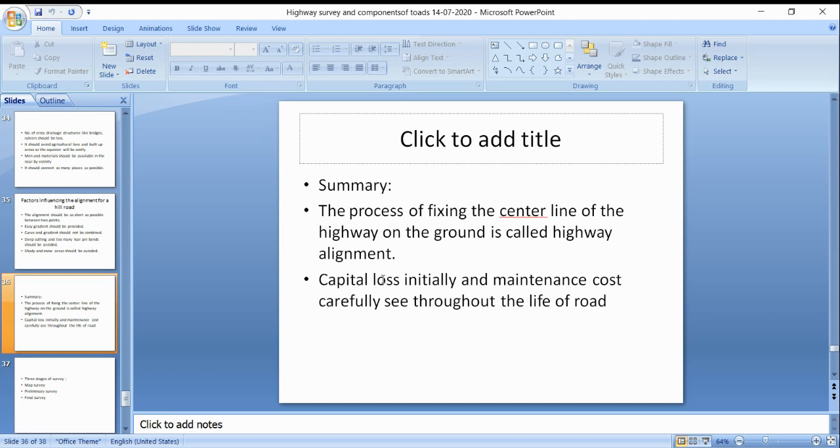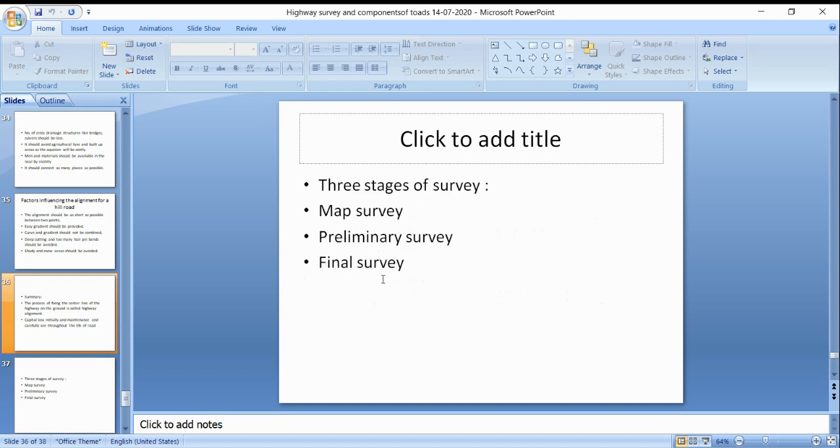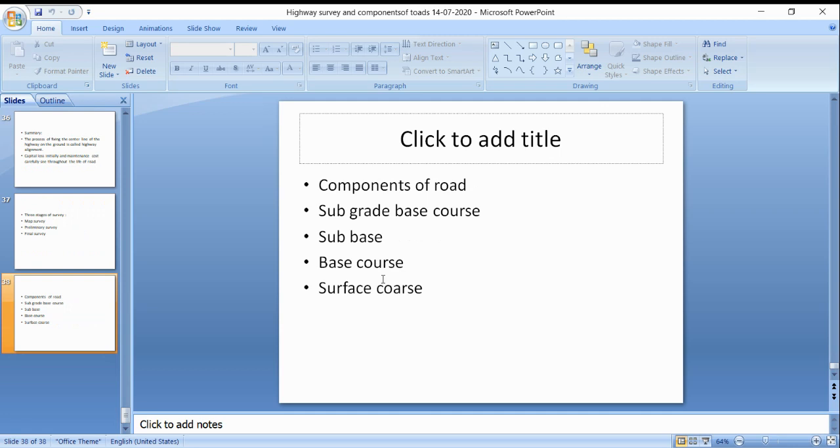So what do we mean by alignment? Here we have seen alignment is nothing but the center line of the highway on the ground. If the center line is laid on the ground, that is called an alignment. Here we have to see the initial capital cost and the maintenance cost carefully throughout the life of the road, which is also important. So all of this depends on these factors. We have seen all these surveys: map survey, preliminary survey and final survey.